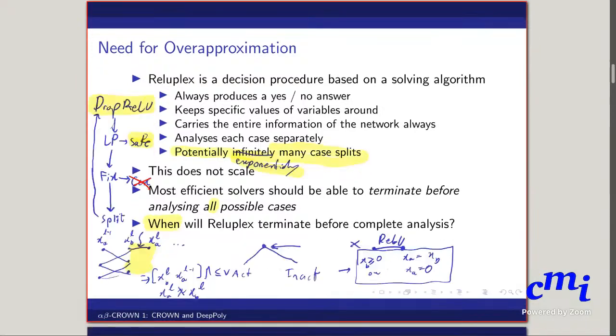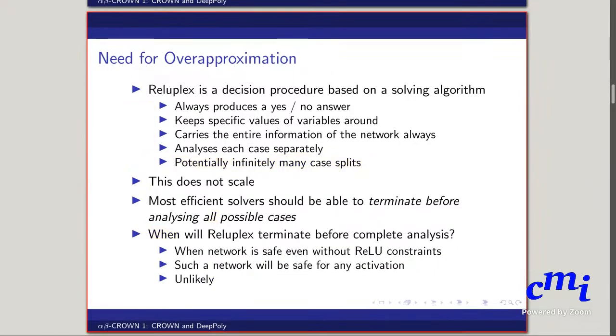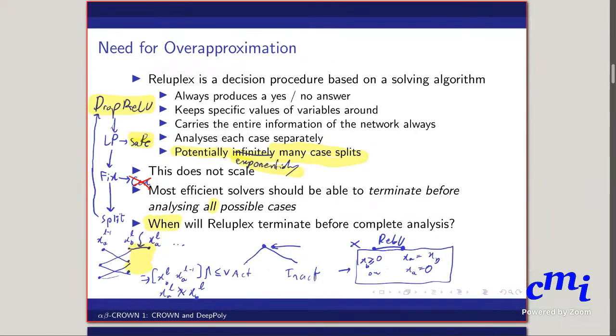Any questions so far from the audience? Does this reasoning make sense? What I'm saying is that this ReLUplex will not really ever terminate early, and we need a solver to terminate early if you want it to scale. So is this kind of motivation okay? Any questions?